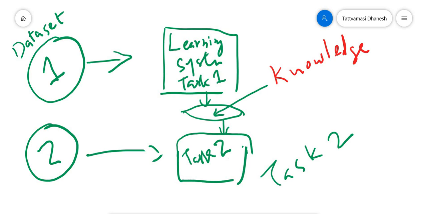So you have the first data set, here you have the second data set, and this learning system is doing task 1 and this learning system is doing task 2. Then why can't the knowledge acquired by task 1, the first learning system, be used in the second for task 2? That's all about transfer learning. This is the fundamental concept of transfer learning.